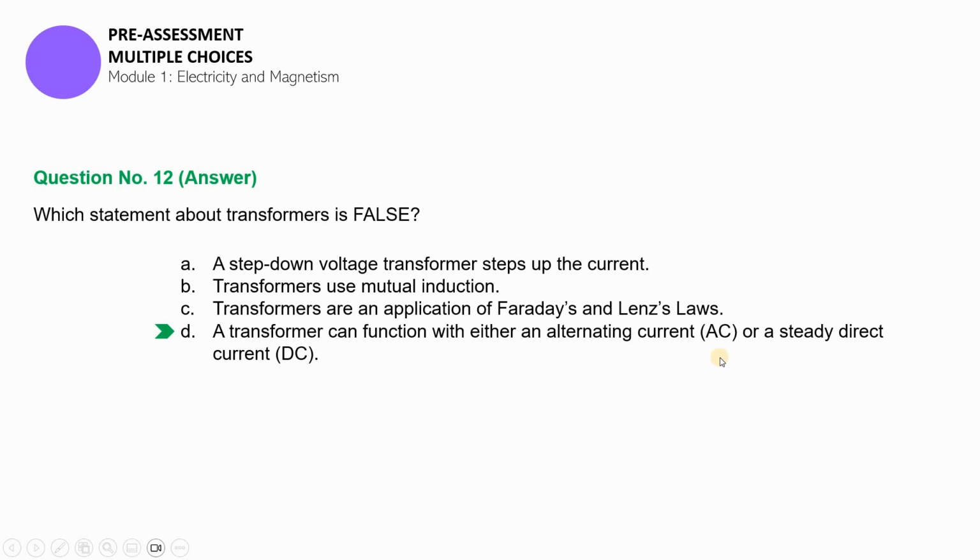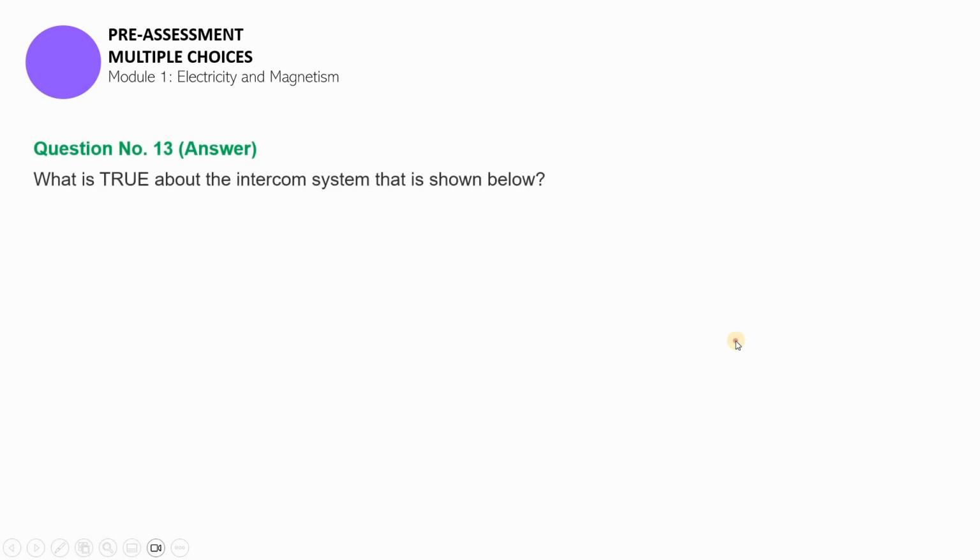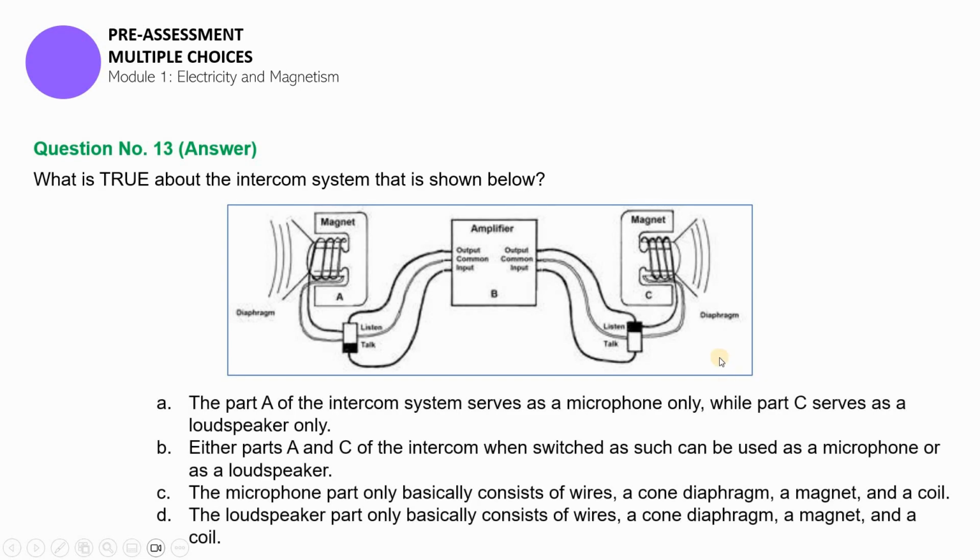For the next question, question number 13, the correct answer is letter B. Either parts A and C of the intercom, when switched as such, can be used as a microphone or as a loudspeaker.